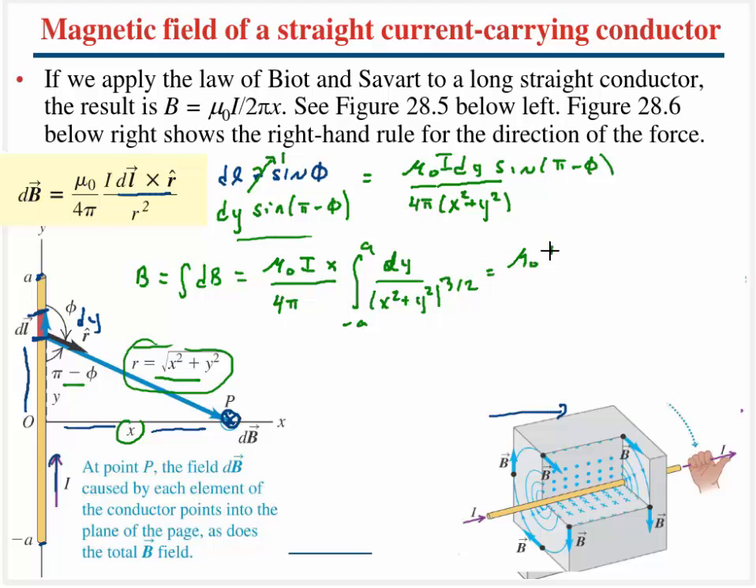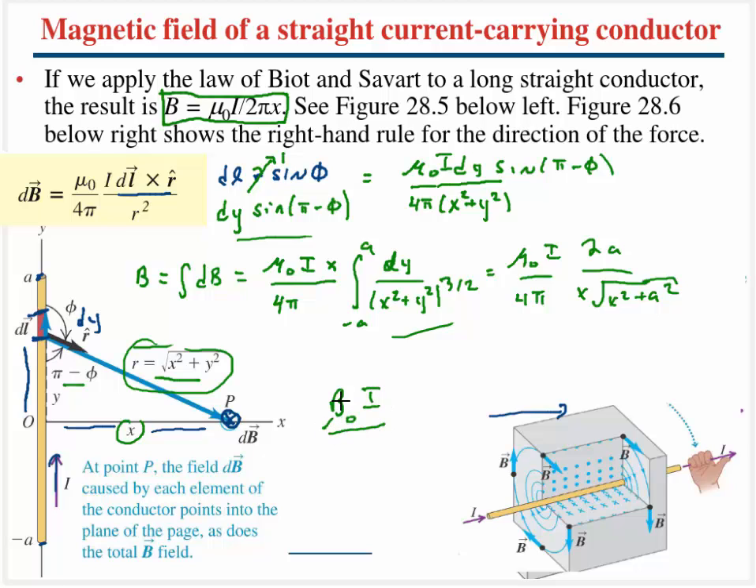and that guy is going to boil down to mu naught I divided by 4 pi, and then 2 times a divided by x square root of x squared plus a squared. Pretty much just looked that up in the table and plugged in the negative a and a, but didn't show all the steps to save on space. At the end of the day, if it's infinitely long, the magnetic field is going to boil down to that, which you'll definitely be using.